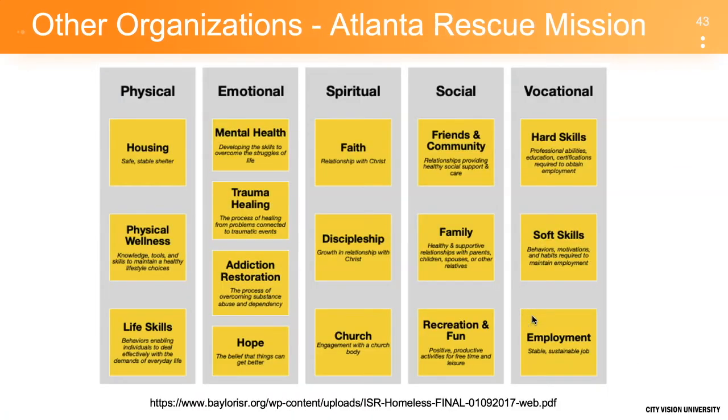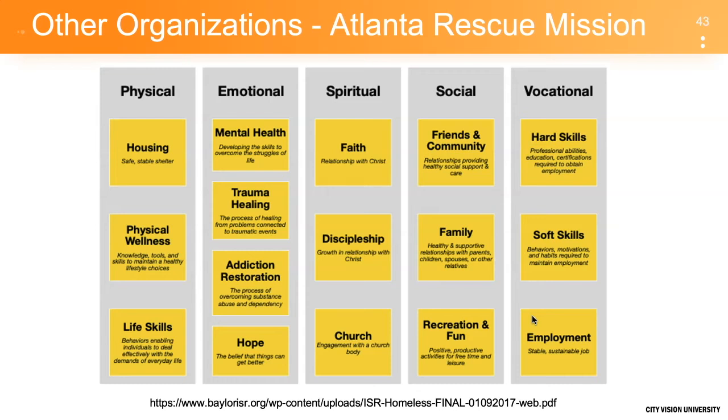Another tool you have is by contacting other organizations. Now, here's an example of the Atlanta Rescue Mission, and you can see that they've divided their approach into 5 different areas or disciplines: physical, emotional, spiritual, social, and vocational. Underneath those, they've got different components that make up that category.